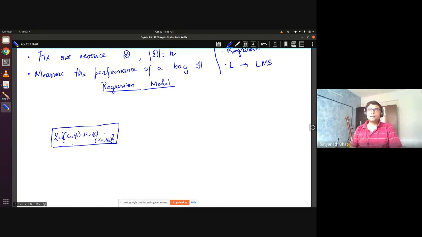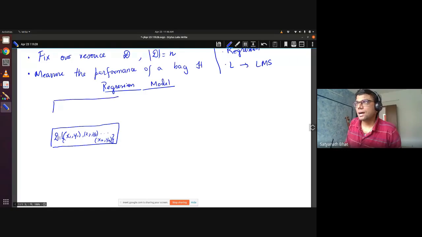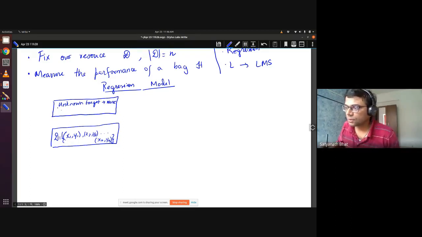Now, what is the underlying model that generated this sample? That is the unknown target plus possibly some noise. So what you will have is y equal to f of x plus some epsilon.